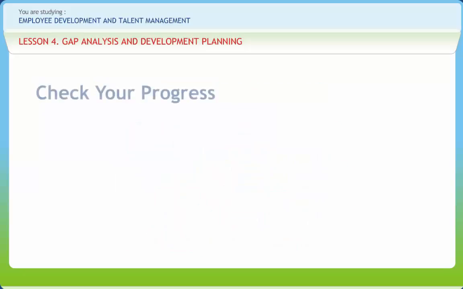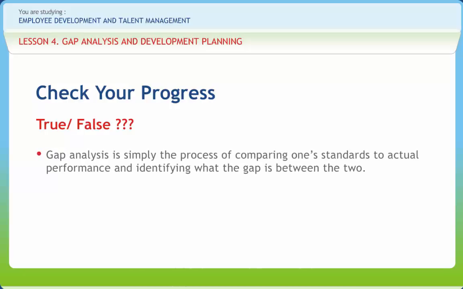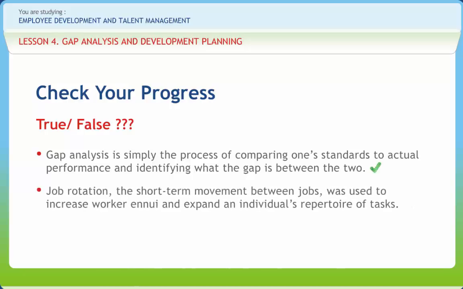Now let us check if we have understood the various concepts discussed in this lesson clearly. Gap analysis is simply the process of comparing one's standards to actual performance and identifying what the gap is between the two. Right or wrong? Right. Job rotation, the short-term movement between jobs, was used to increase worker ennui and expand an individual's repertoire of tasks. Right or wrong? Wrong.